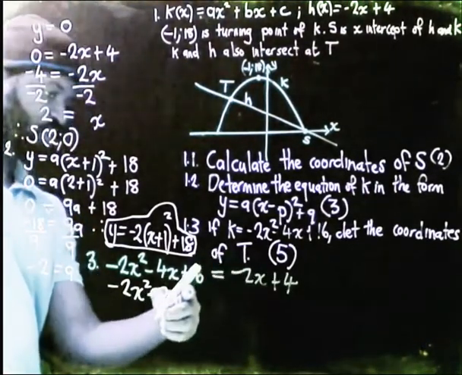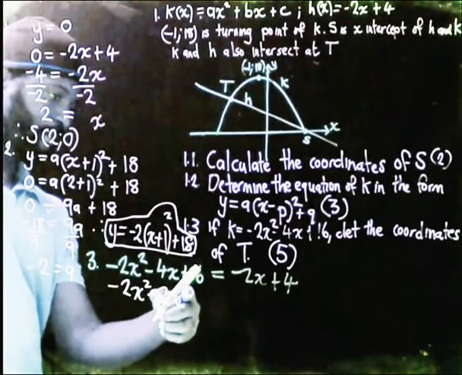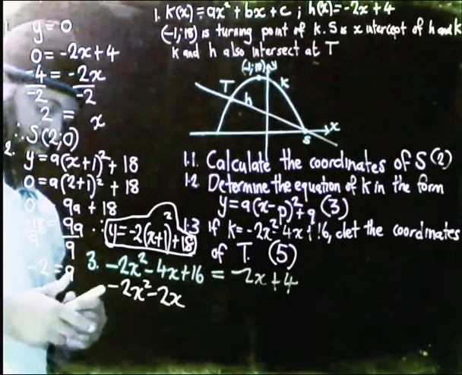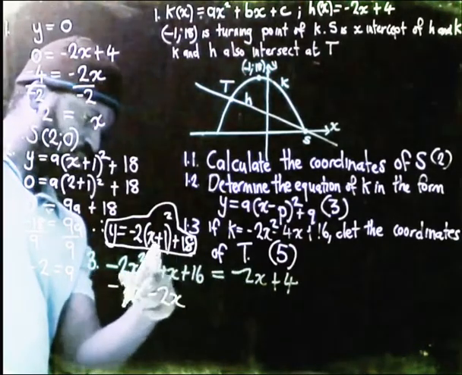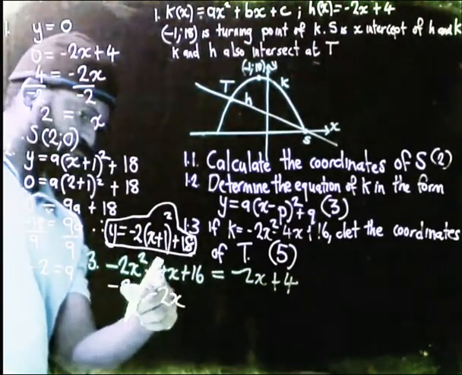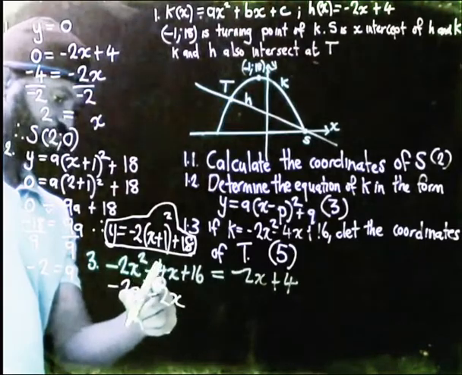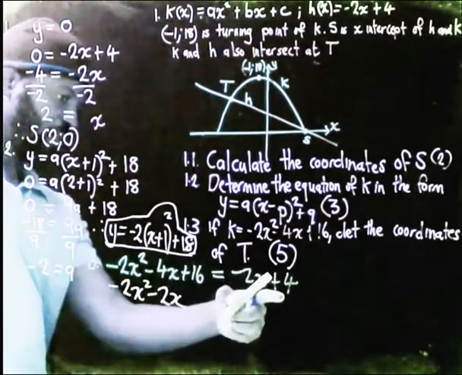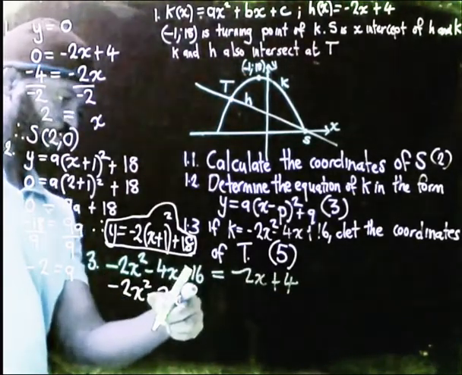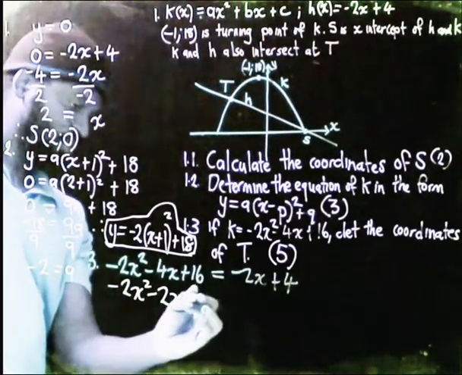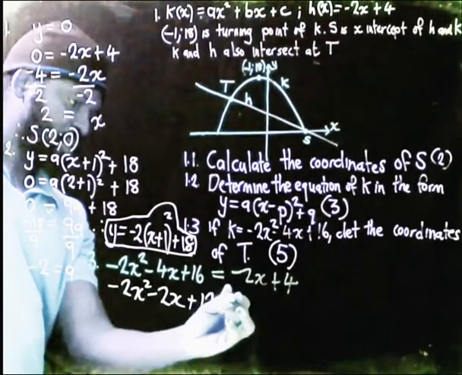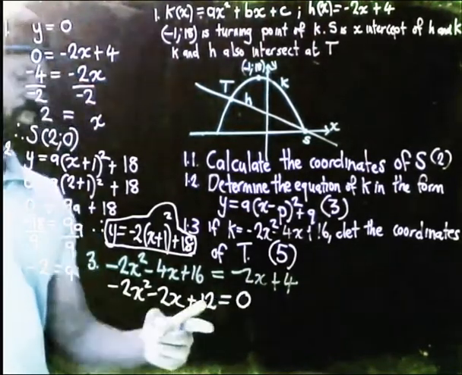The 4 again comes across, becomes a... In fact, here I jumped. Negative 2x becomes a positive 2x. That's it. Negative 4x plus 2x is that. The 4 becomes a negative 4. 16 minus 4 gives you a positive 12. Now that is equal to 0.